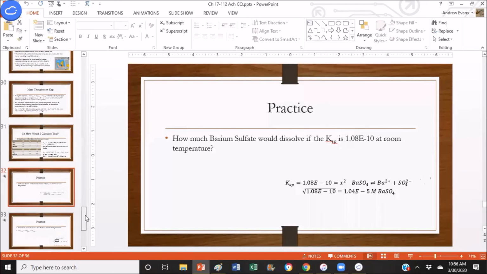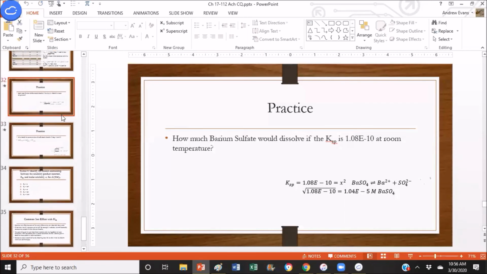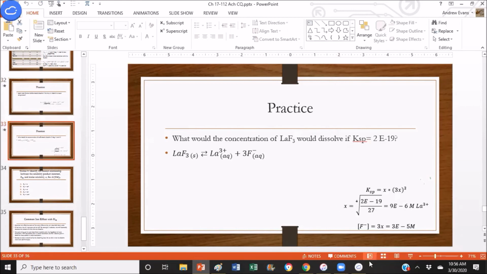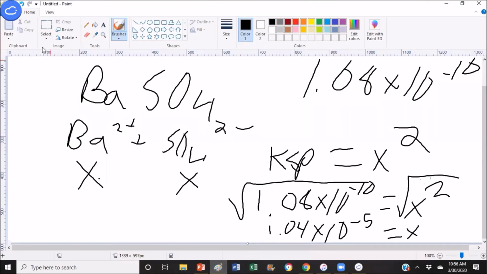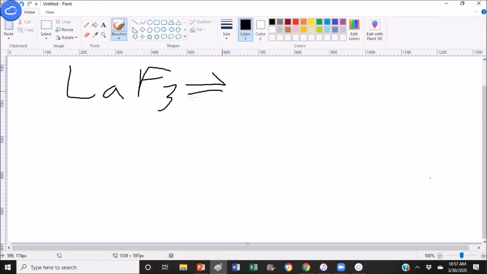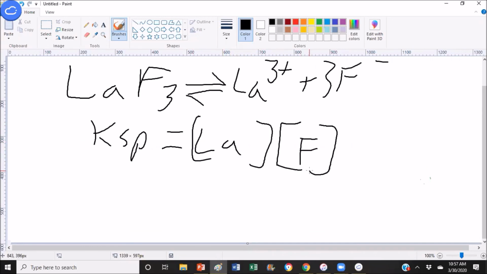Now we'll go ahead and work through one more problem. This one's a little bit harder. It's lanthanum trifluoride. So that one's a little bit hard. This one's ridiculous, and we'll never see this on a test. But lanthanum trifluoride splits reversibly into lanthanum 3+ and 3 fluoride minus. Our KSP expression would be lanthanum times fluoride cubed. Okay. We got everything we need for this.